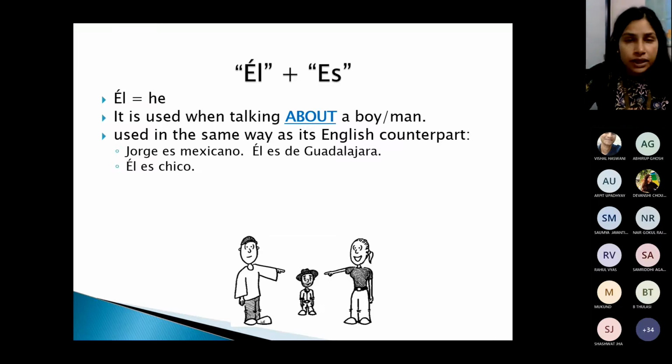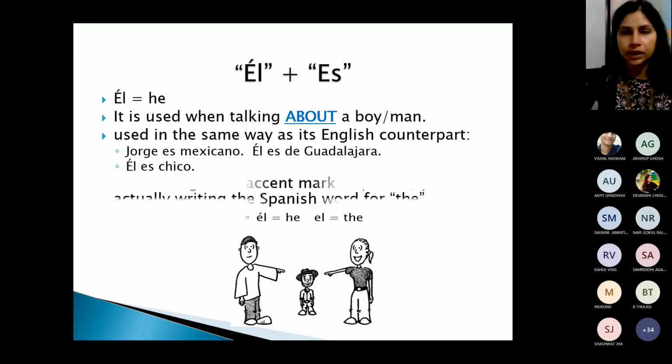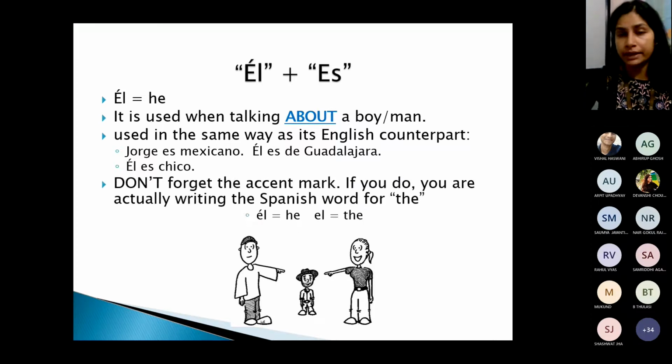I also said that anything which can be third person will have this verb es. For example, names of people, like my name: Shilpi es india, or Shilpi es chica, or Ankit es chico, Ankit es mexicano. Jorge es mexicano. Él es de Guadalajara. Él es chico. ¿Vale? As I said, don't forget the accent mark.